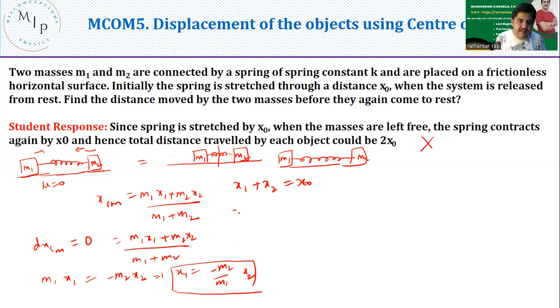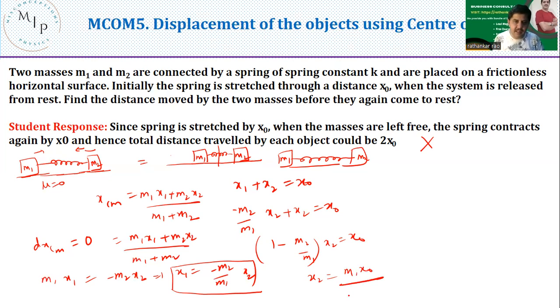I get this as minus m2 by m1 into x2 plus x2 should be x0, or 1 minus m2 by m1 into x2 is equal to x0, and x2 should be equal to m1 x0 divided by... we make a mistake here.